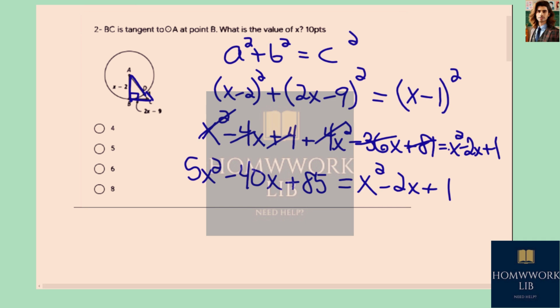This is going to be a quadratic, so let's set one side to 0. Let's make the right side 0 by subtracting x squared from both sides. We have 4x squared, adding 2x to both sides, so it's minus 38x, and subtracting 1 from both sides, so it's plus 84. There's a variety of ways that you could solve this, including the quadratic formula. You could factor this, you could complete the square. I'm going to graph, just for simplicity.